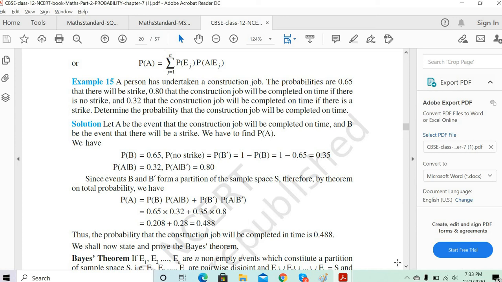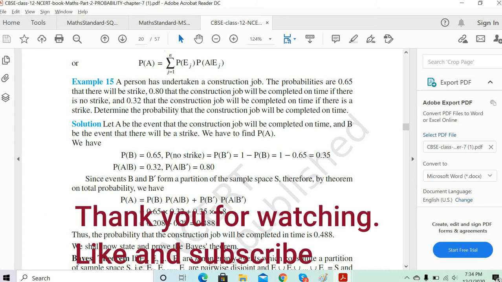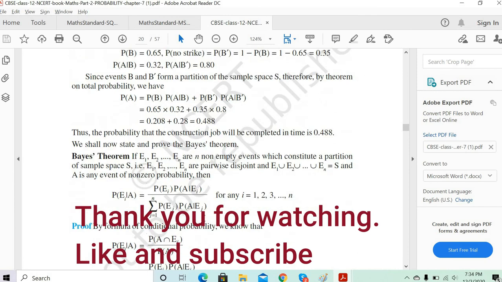So P of A is 0.488. Excellent. You got it now. Perfect.